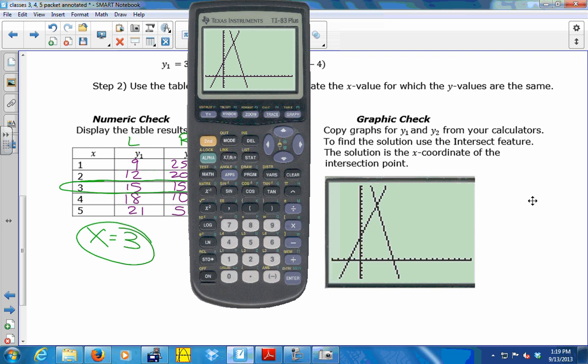to find the solution, I'm going to use the intersect feature, right? And the solution of where the left side and the right side are the same is the x coordinate of this intersection point. So I'm going to have my calculator find it. So you go second, calc, choose option 5, intersect. And then you have to tell it the first curve, the second curve, and a guess.